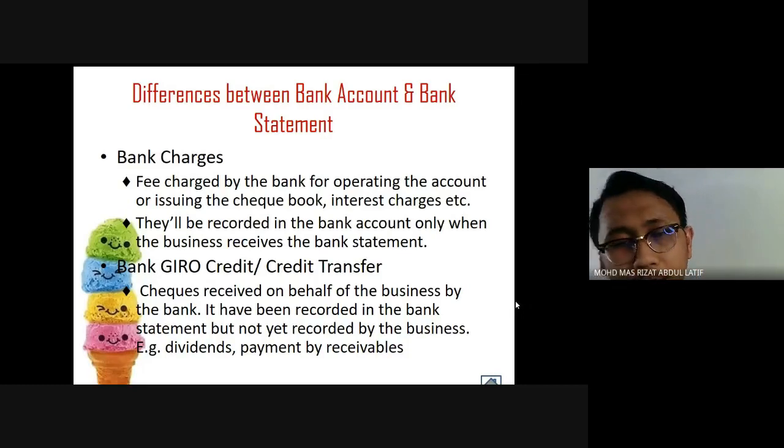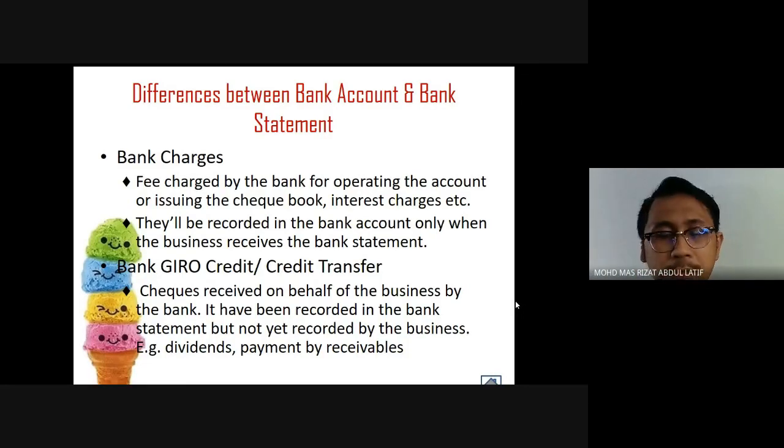Ini kalau kita dapat transfer daripada customer, selalunya orang beli online kan, transfer to account dia. Okay, ini nombor contohnya. So these are the checks received on behalf of the business by the bank. It has been recorded in the bank statement but not yet recorded by the business.